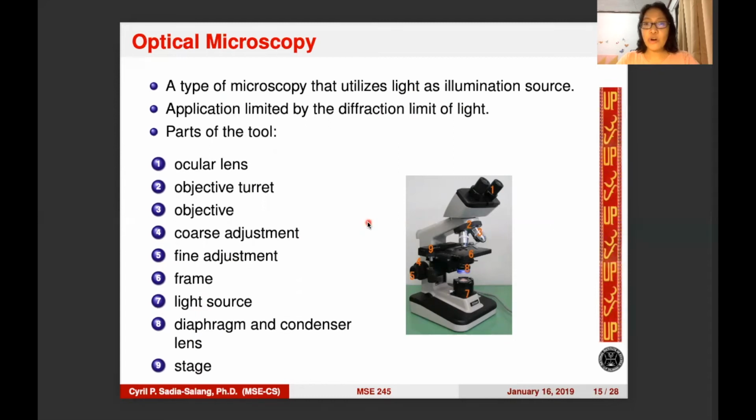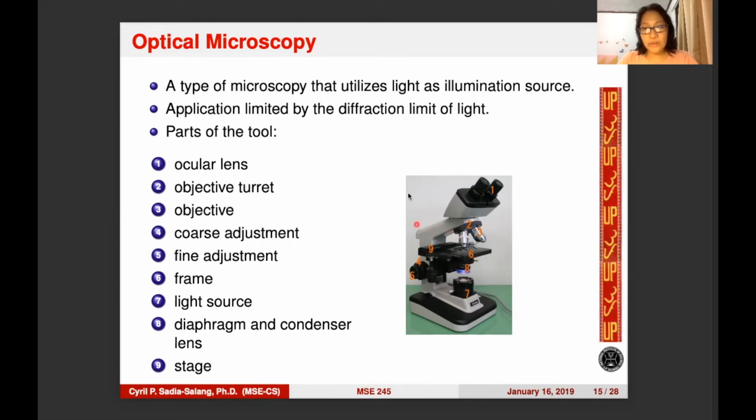Shown is a photo of an optical microscope. In optical microscopy, the illumination source is a beam of photons. And this type of application is limited by the diffraction limit of light. The following are the parts of the optical microscope. 1, ocular lens. 2, objective turret. 3, objective. 4, coarse adjustment. 5, fine adjustment. 6, frame. 7, light source. 8, diaphragm and condenser lens. 9, stage. Let's start with the light source.